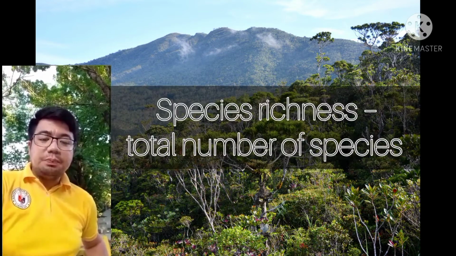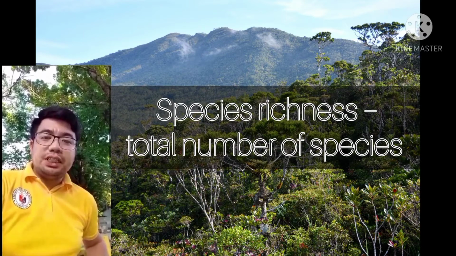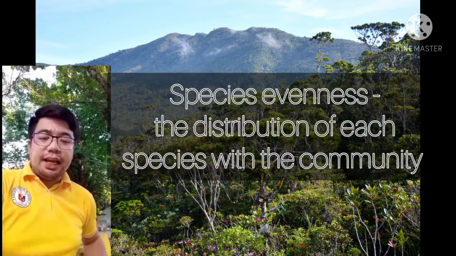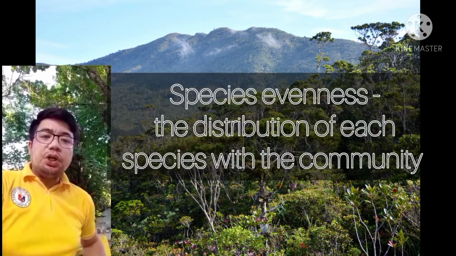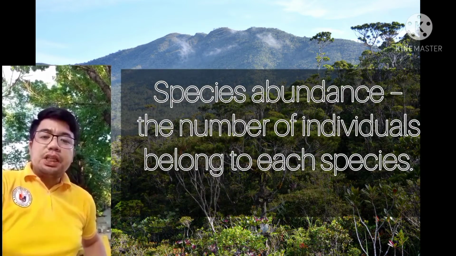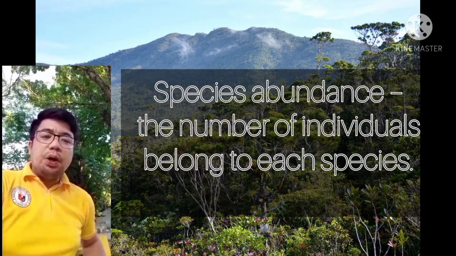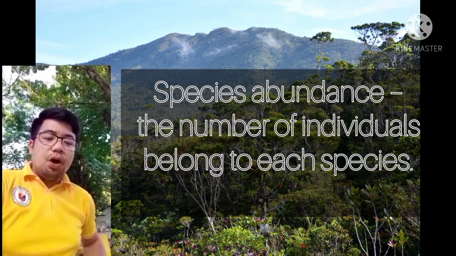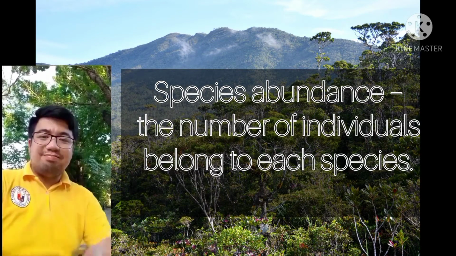Species richness is the total number of species. Species evenness is the distribution of each species within the community. Species abundance is the number of individuals belonging to each species.